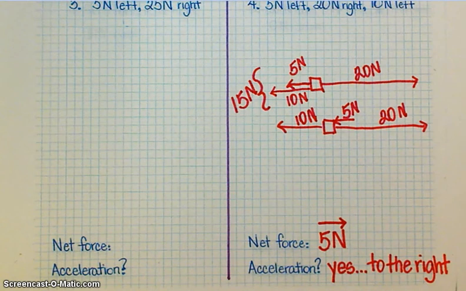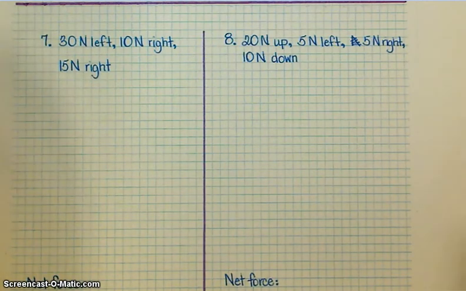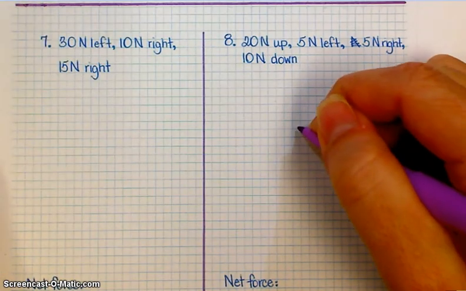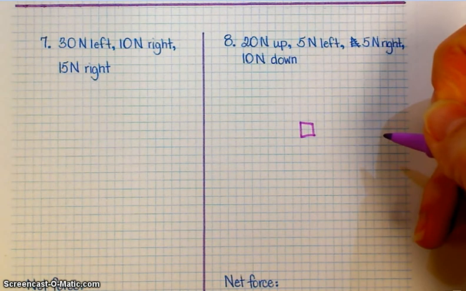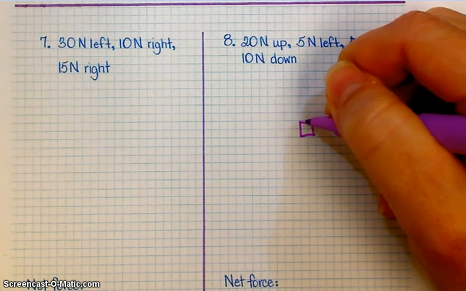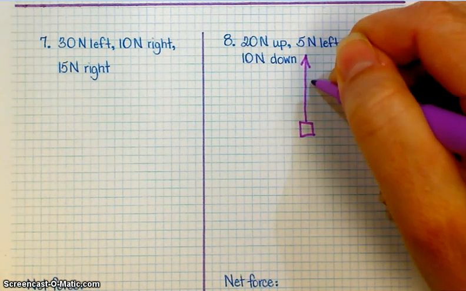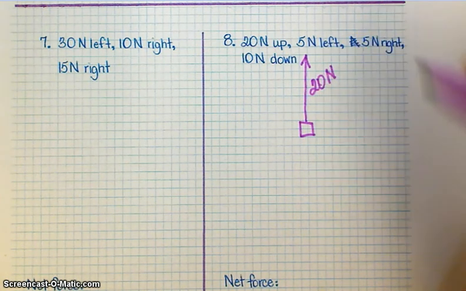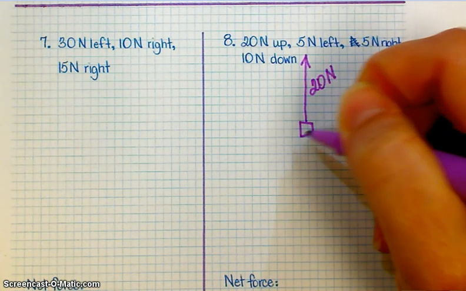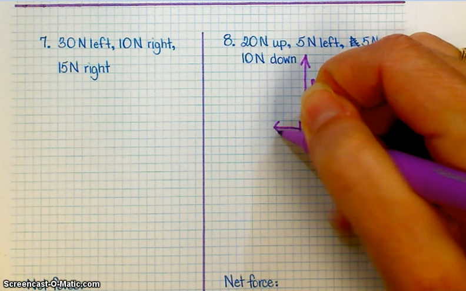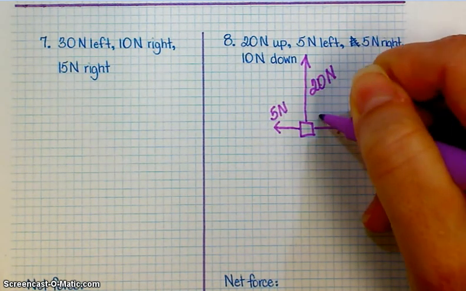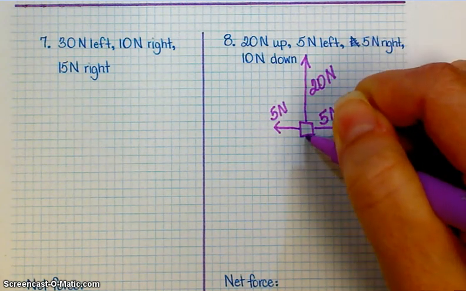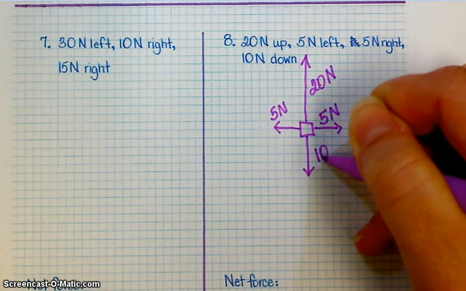All right, flip your paper over and we're going to do, I think it's number 8 together. All right, on number 8, at first it might look really complicated, but it's not. Let me go ahead and draw everything. I'm just going to draw everything as pull forces. So 20 newtons up. I have 5 newtons to the left. I have a force of 5 newtons to the right. And I have a force of 10 newtons down.